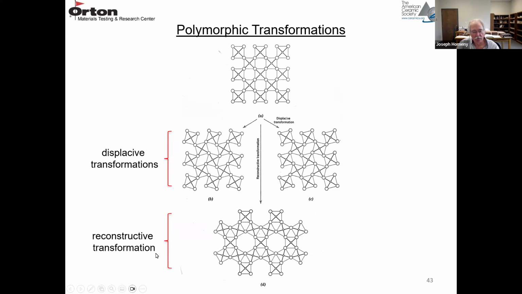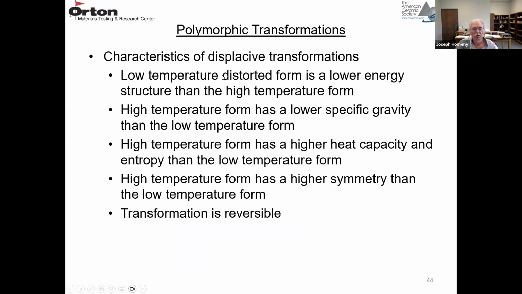And then the reconstructive transformation. Now you've broken bonds, you've reformed a completely different crystal structure. This is a slow transformation, usually taking place over a temperature range. So for displacive transformations, some characteristics. The low temperature distorted form is a lower energy structure than the high temperature form. The high temperature form has a lower specific gravity than the low temperature form. So it's a more open structure at high temperatures.